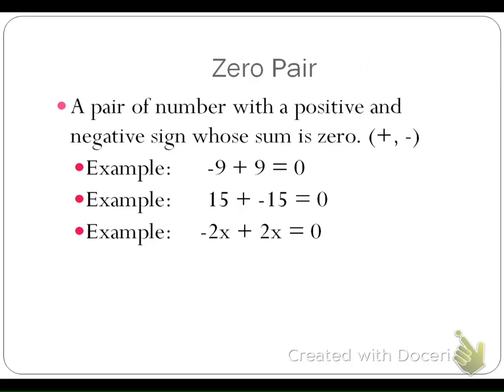So a couple more examples. 15 plus negative 15 equals 0. We can even have variable terms that create zero pairs. Negative 2x plus 2x is equal to 0.